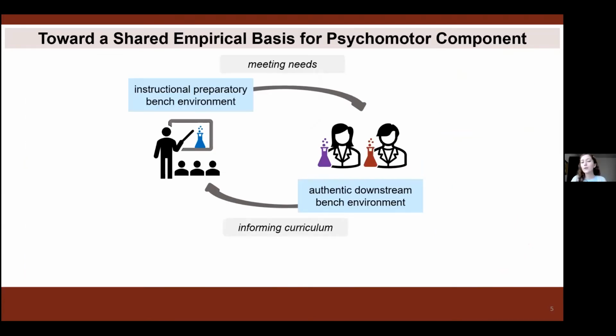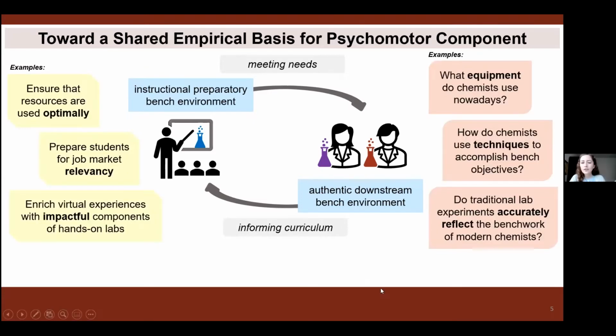What I propose essentially is that in order for us to develop really effective curricula, we need to be looking at what students are doing downstream in their careers, in authentic bench environments. What are they doing there? And if we can identify that, then we can look backward and say, okay, so what do we need to teach them to do? This is just examples of types of questions that I think we should be trying to address here.